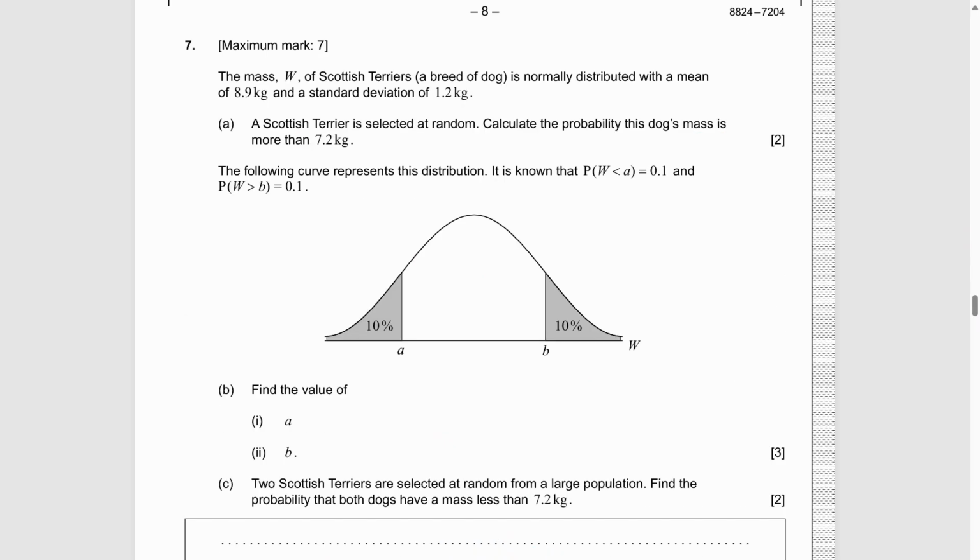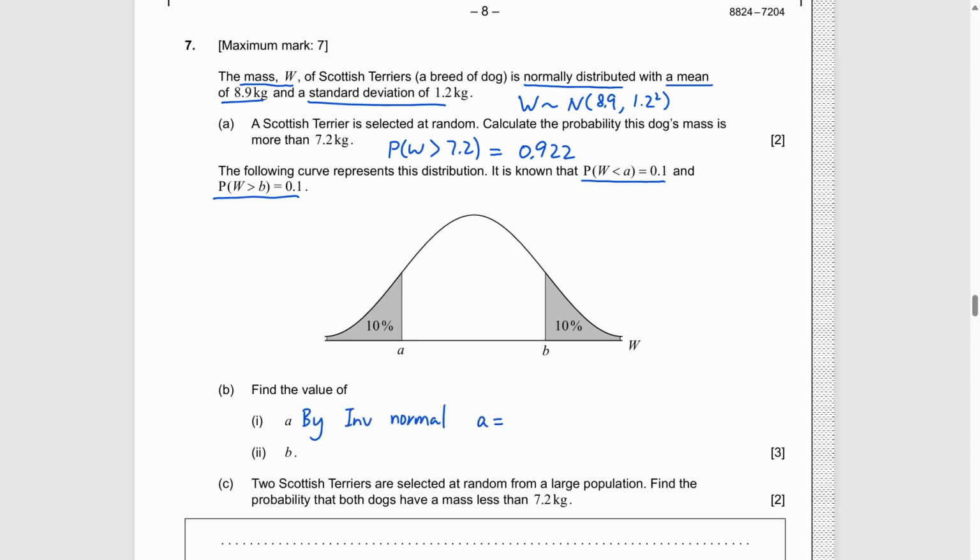Question 7. Mass W is normally distributed with mean 8.9 and SD 1.2. We need to find the probability that the mass is more than 7.2. Just by calculator. Then we know that P(W < A) is 0.1 and P(W > B) is also 0.1. Again, just by calculator, we can get the inverse normal function. So A and B can be found.